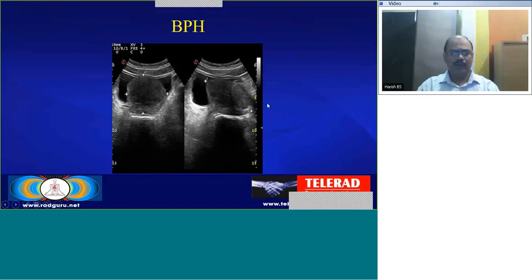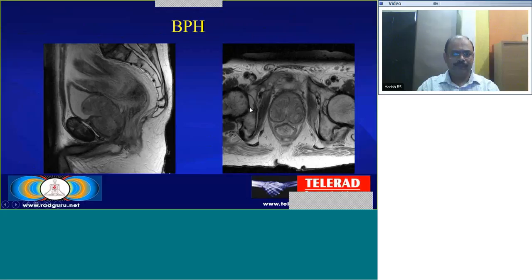This is an ultrasound image demonstrating an enlarged prostate gland and an enlarged median lobe which projects into the urinary bladder. An MRI image which demonstrates the gross hyperplasia of the central gland compared to the thinned out and compressed peripheral zone.